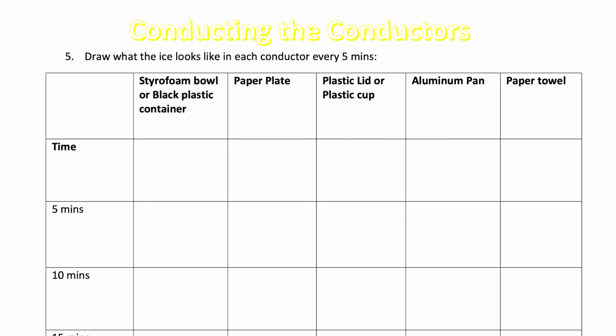Now check your conductors every 5 minutes using the timer. Use the worksheet to help you track your data. So on the back page, there's a data sheet where you can draw what the ice looks like for each conductor and at the specific times. Answer questions numbers 6 through 8 on the back of your data sheet. And go over any results as a class.